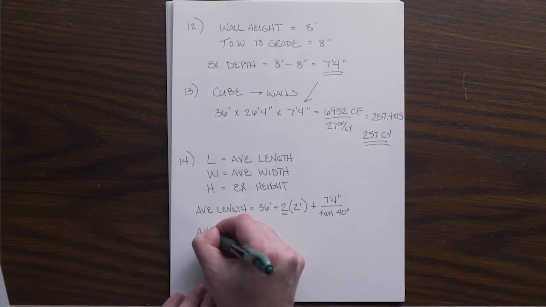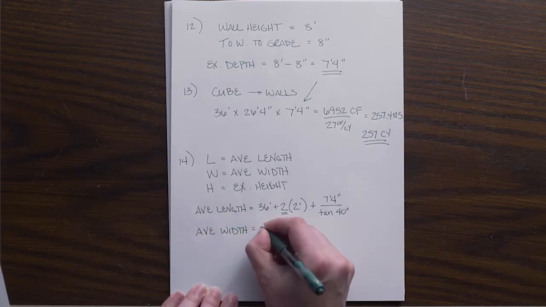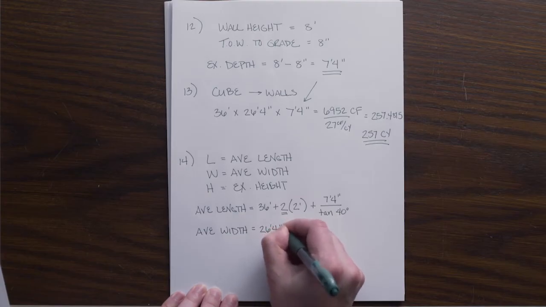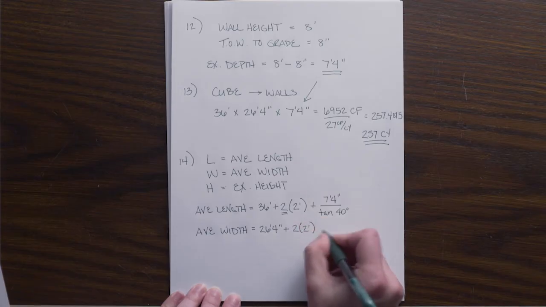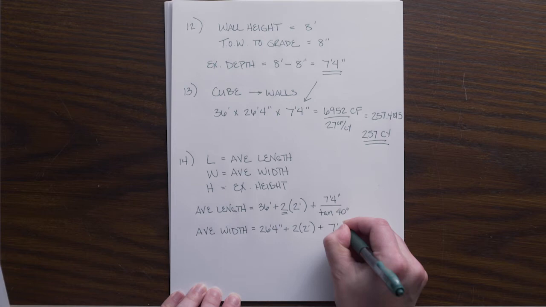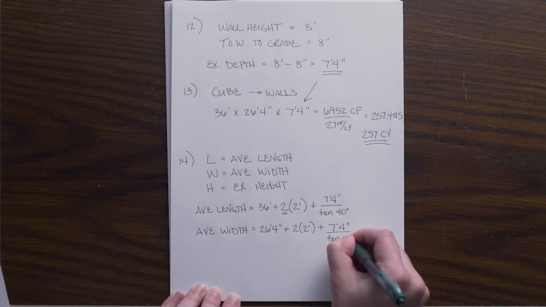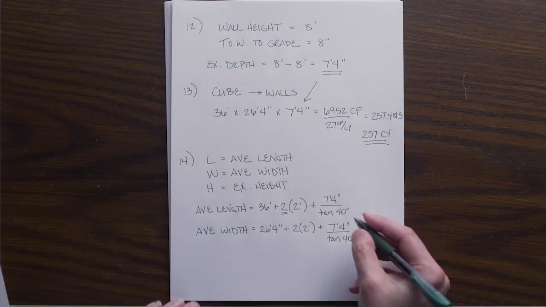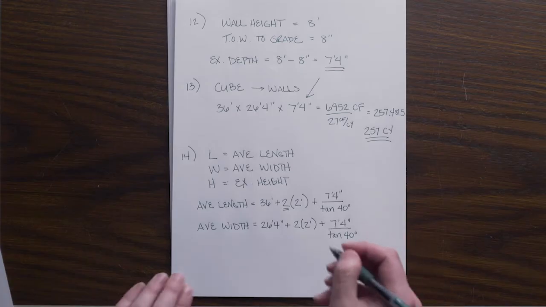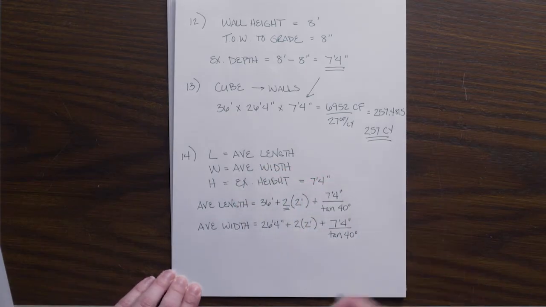Our average width becomes the same calculation as average length. We're just substituting out the 26'4" width instead of the 36' length. 2 times 2 feet for each of our workspace, 7'4" divided by tangent of 40 degrees. So our excavation height is still the 7'4".